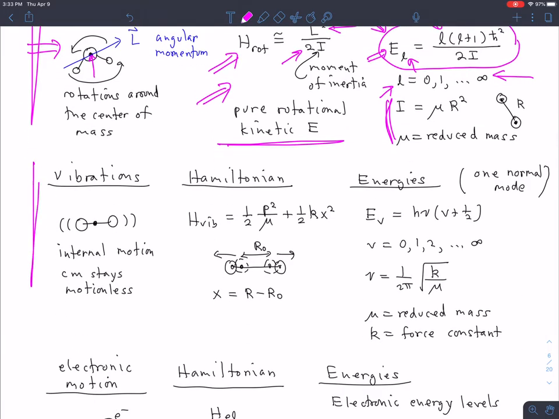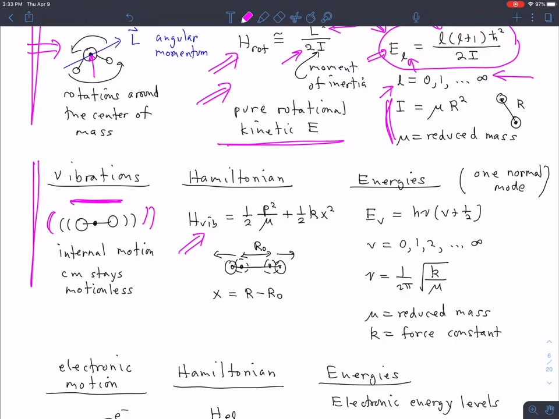Then there's vibrations, internal stretches or changes of shape of the molecule, and there's a quantum Hamiltonian, a harmonic oscillator Hamiltonian, for internal vibrations. For a single diatomic molecule like this, there's only one vibration.